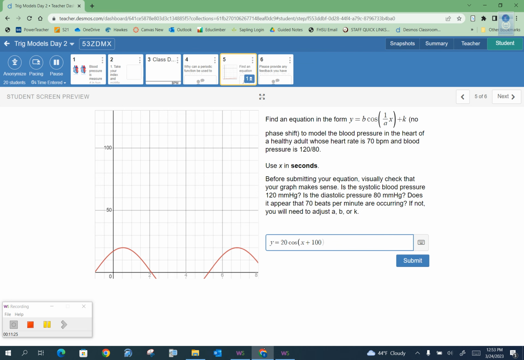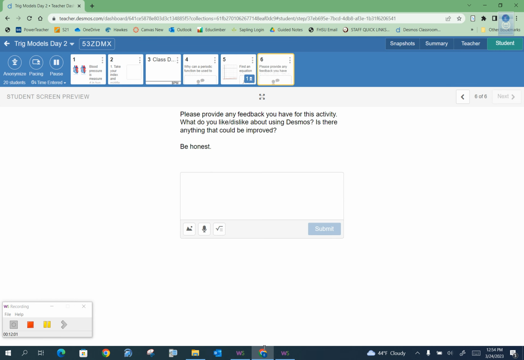Okay. Now what we're going to do is one more example, but before we do that last example, what I'd like you to do is answer the question on this last one. Just want a little bit of feedback of how you like using Desmos in general, whether it's beneficial for you or if you'd prefer to avoid it, so I know how much to incorporate it into our class.